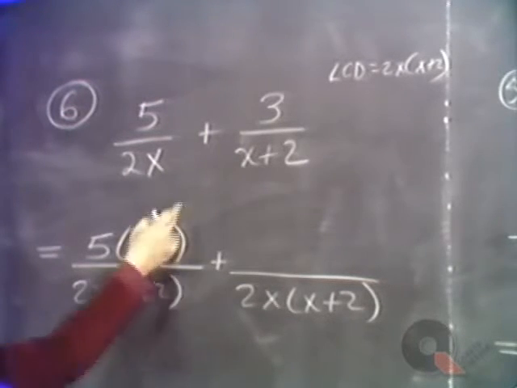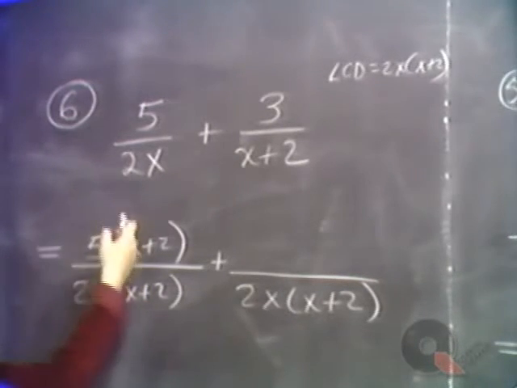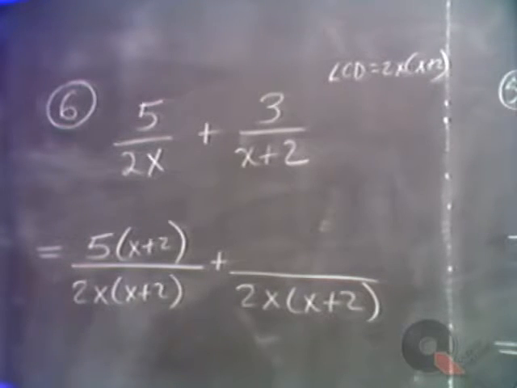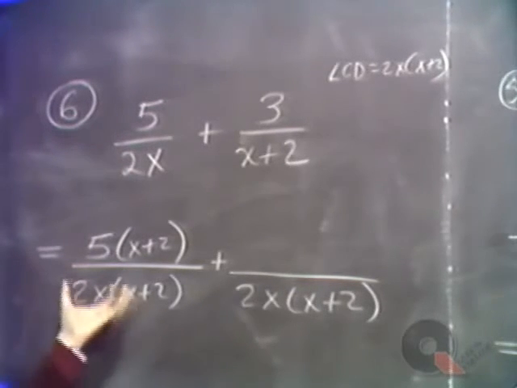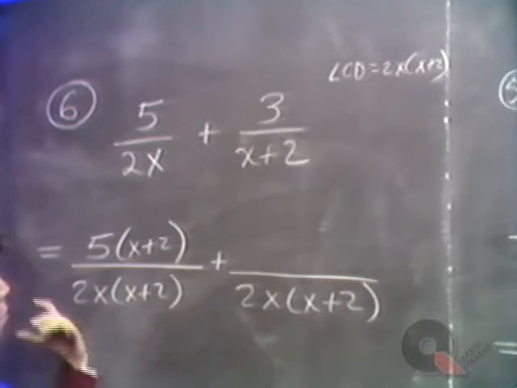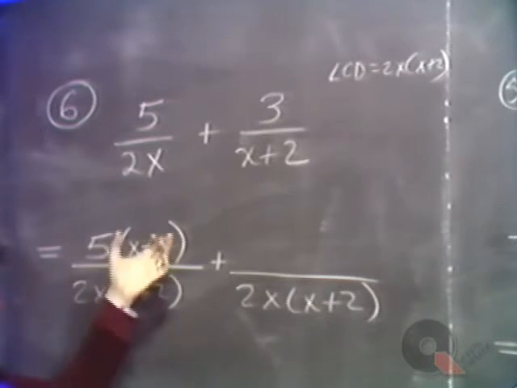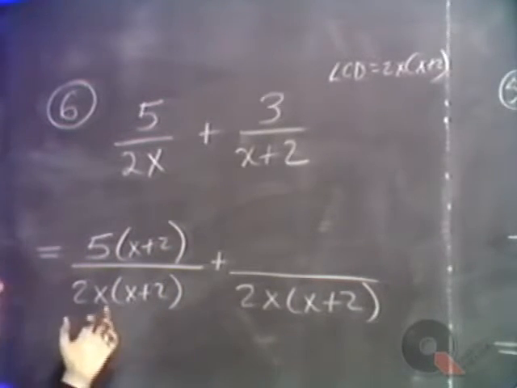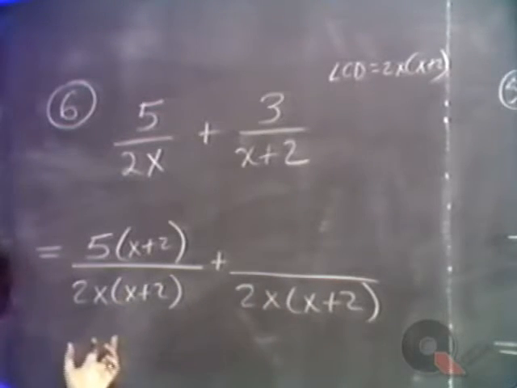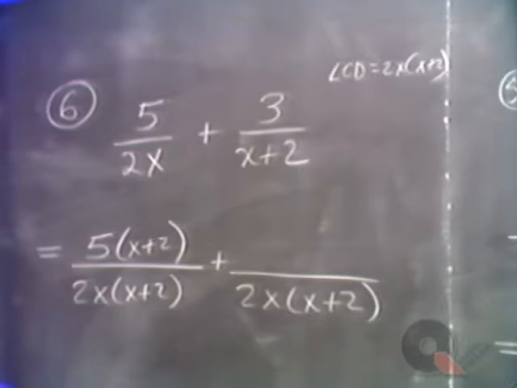Of course, you could say, well, I can cancel the x plus 2's and get 5 over 2x. That's true, but we don't want to cancel the x plus 2's here. This fraction is not in lowest terms. We want to put the fraction in this form, which is not in lowest terms, so that these two fractions will have the same denominator, and we will be able to combine the numerators. Okay, so don't cancel the x plus 2's here. This was the whole purpose.